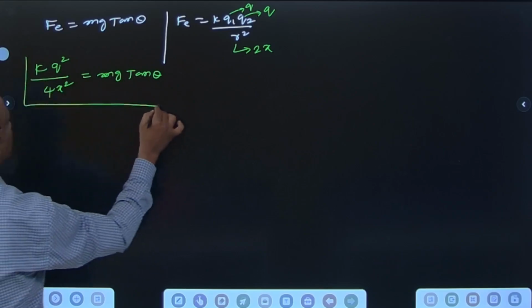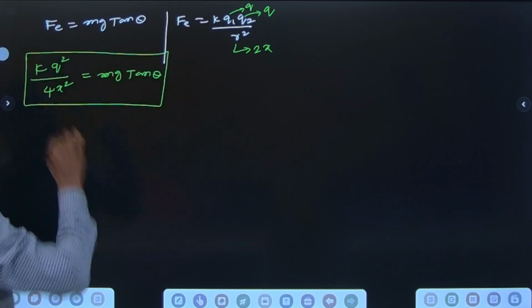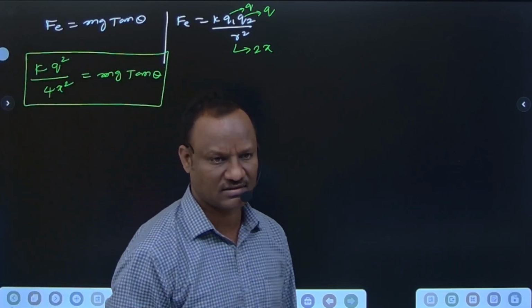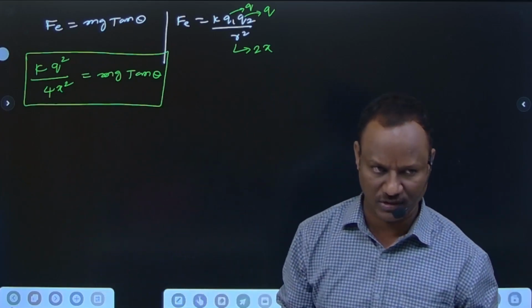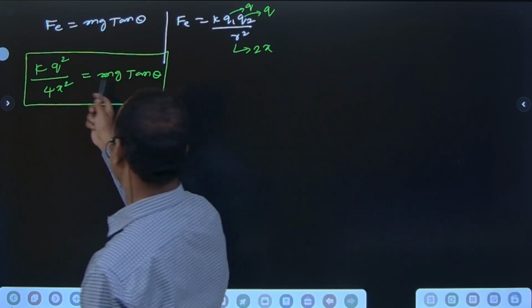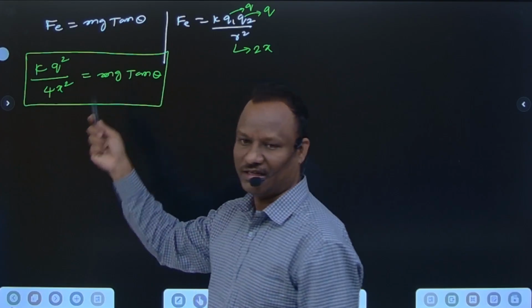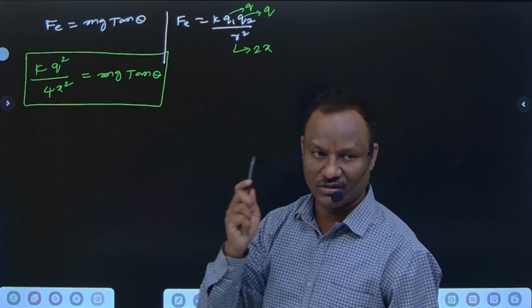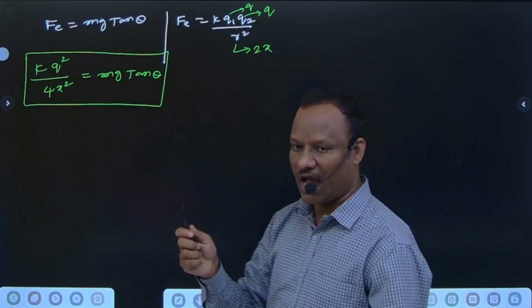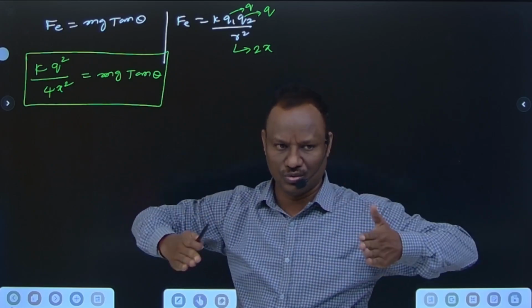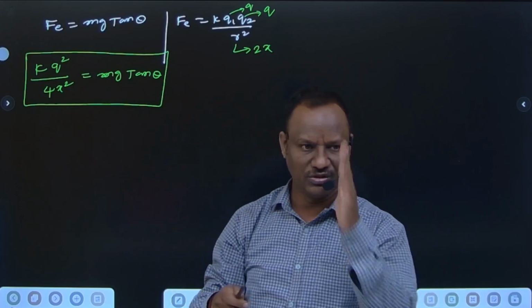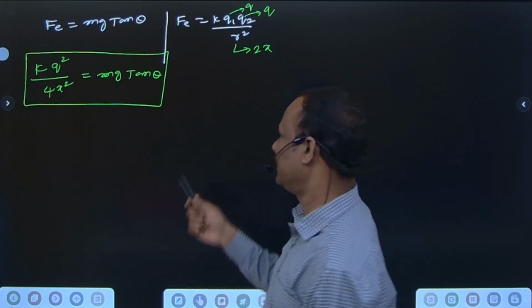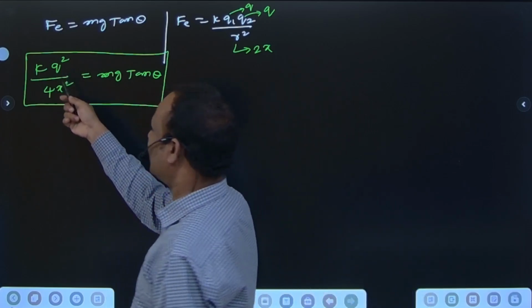In a situation like this, model questions will be asked. He may ask what is the distance of separation between the two balls. He may ask what is the angle made, tan theta, with the vertical. You should take care about this. The angle between the two positions is theta plus theta, 2 theta. With the vertical, it is only theta.